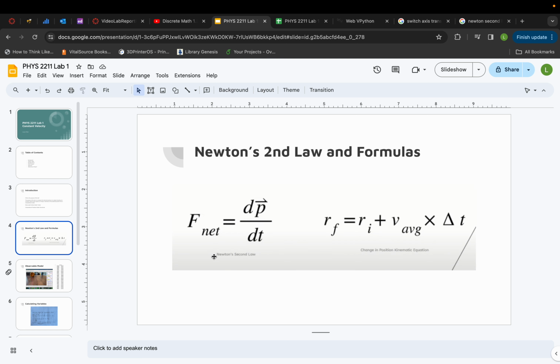This lab uses Newton's second law and other formulas. Newton's second law is an important concept which states that the change in momentum is proportional to the change in time, and on the right is the position update formula, which will be utilized later.